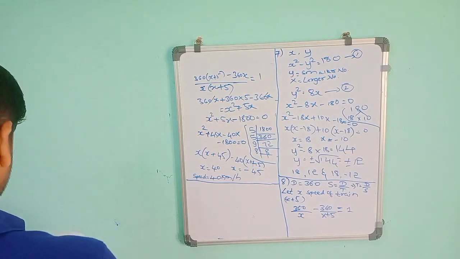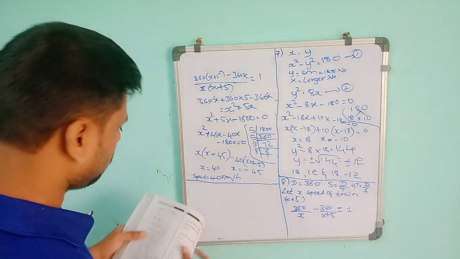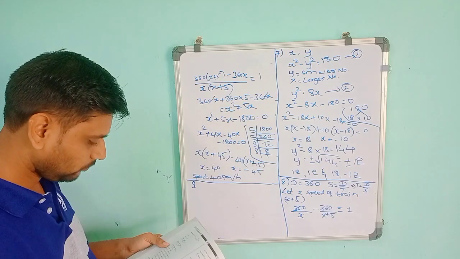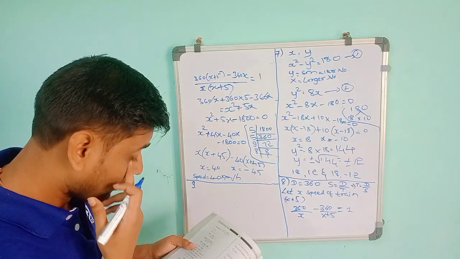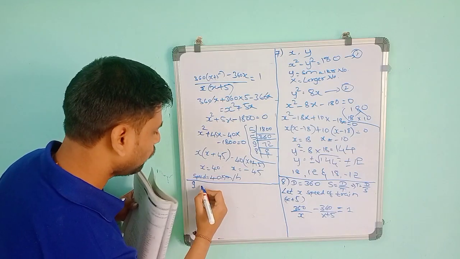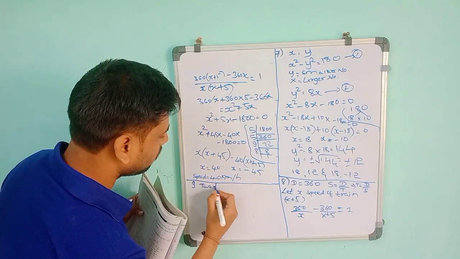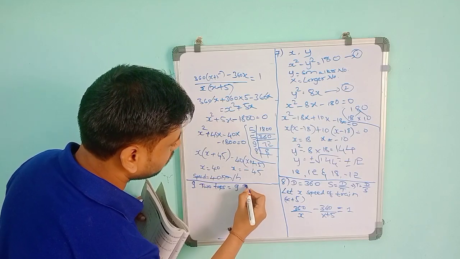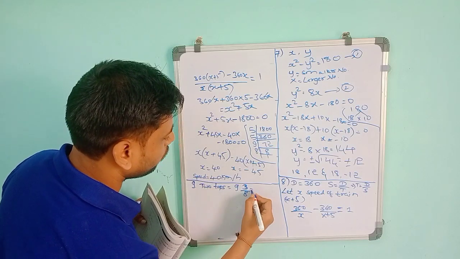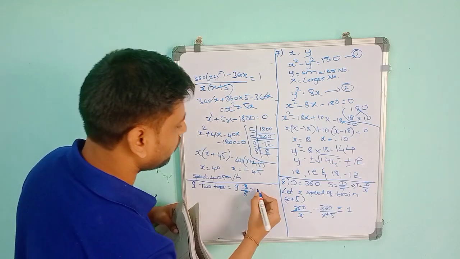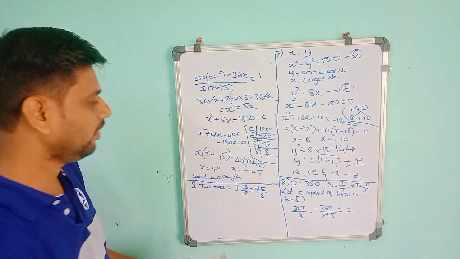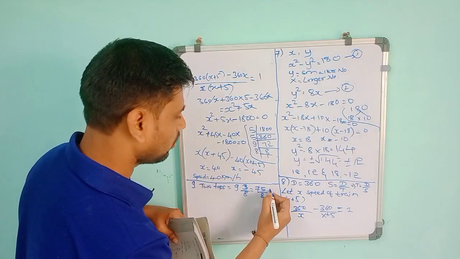So for this one, ninth one, two water taps together can fill a tank in 9 3 by 8 hours. So two taps, 9 3 by 8. So it will become 9 into 8 is 72, 72 plus 3, 75 by 8. So it is 75 by 8 hours.